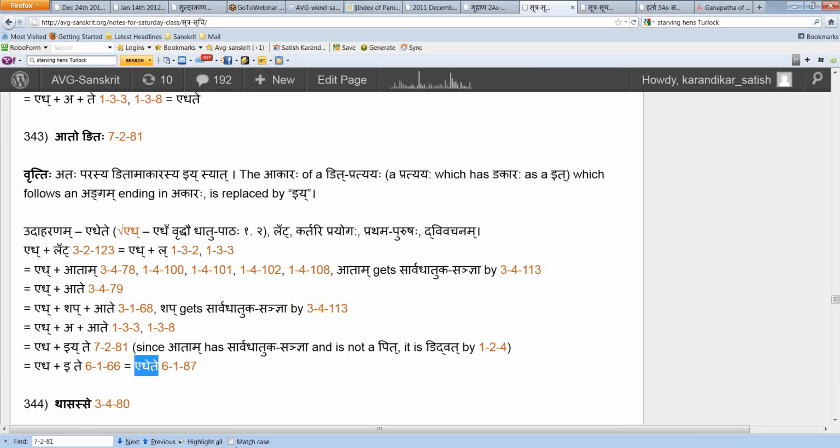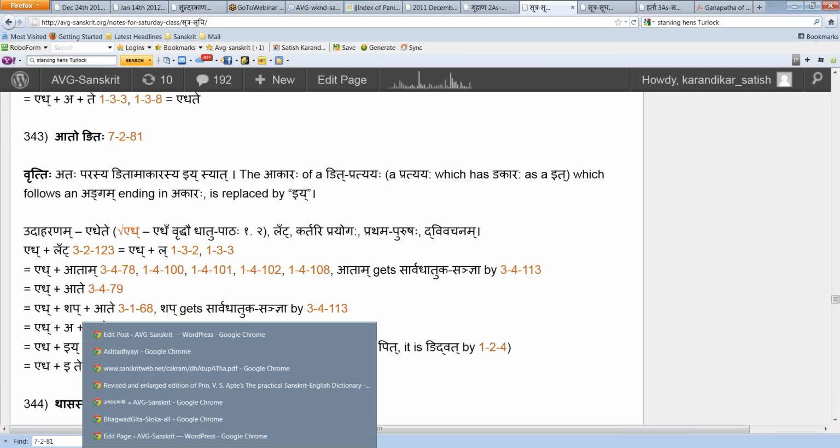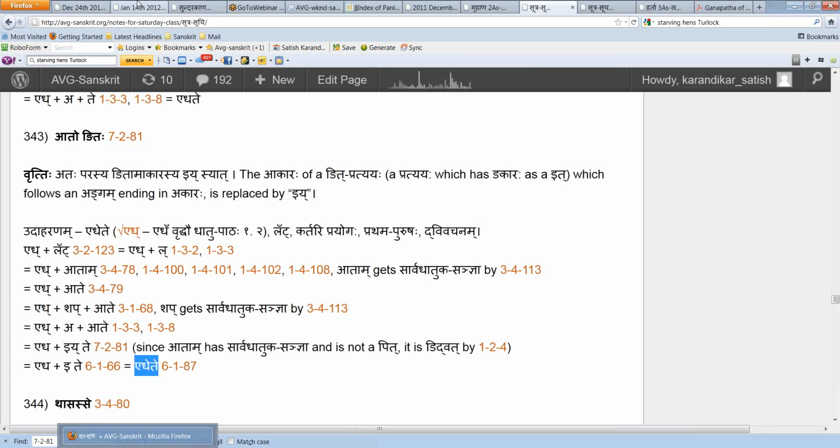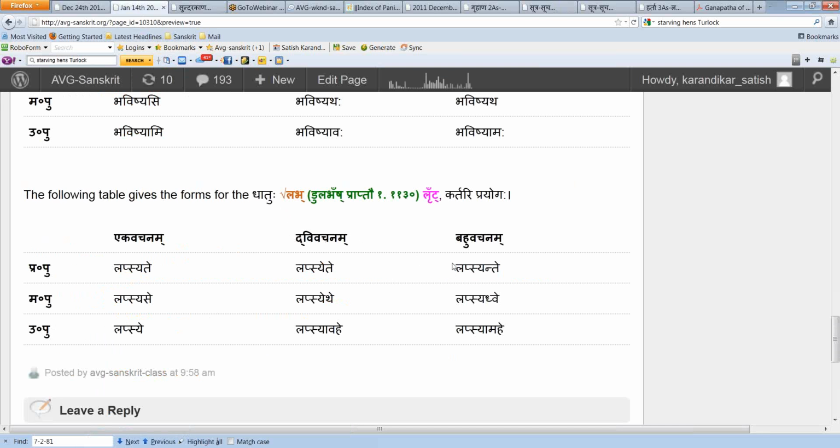Same thing here, by ato nyataha, when we get the iadeshaha, and then lopovyorvali, and then gunadeshaha, we get the form lapsyete. Then lapsyante, of course, jontaha, jontaha ato gune. Then here we get thasase. There's a titlakara, so thasase.